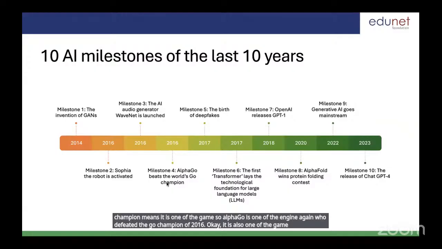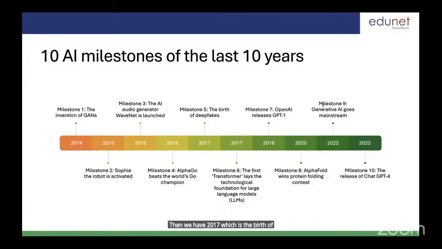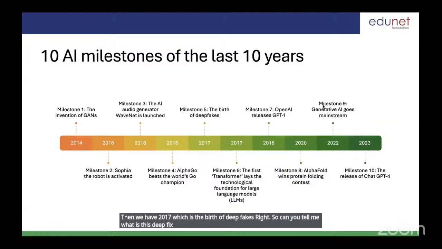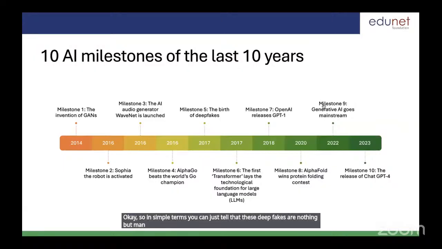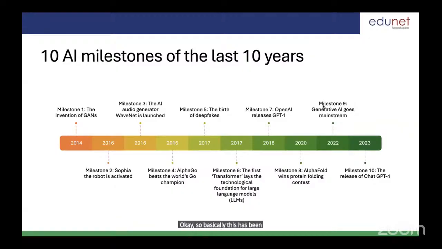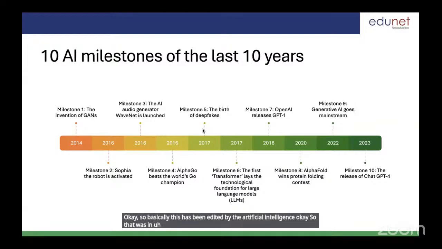Then we have 2017, which is the birth of deepfakes, right? So can you tell me what these deepfakes are? Deepfake videos, okay. Fabricated media, good. Fake videos of people, okay. So in simple terms, deepfakes are nothing but manipulated digital media. It can be video, image, or audio. Basically, this has been edited by artificial intelligence. So that was one of the milestones in the year 2017.